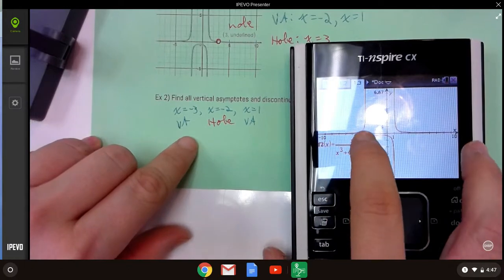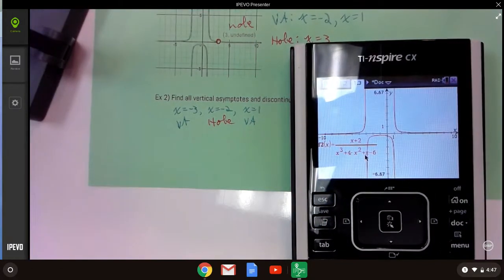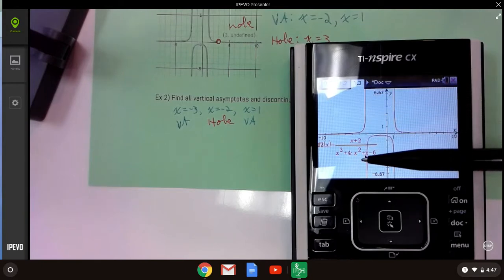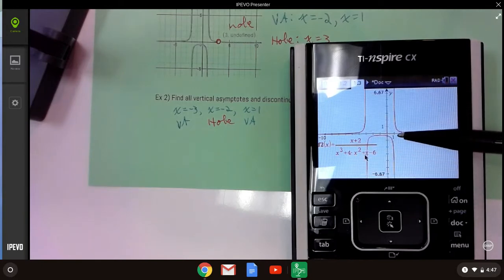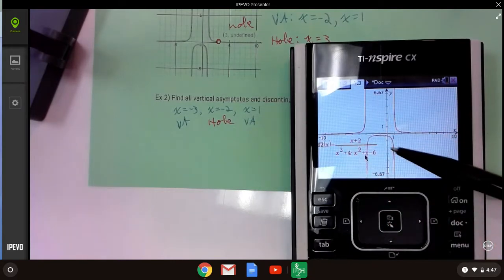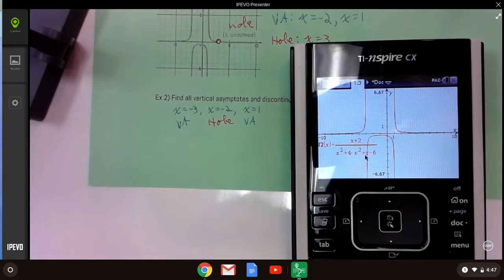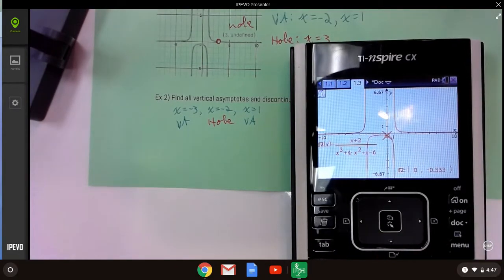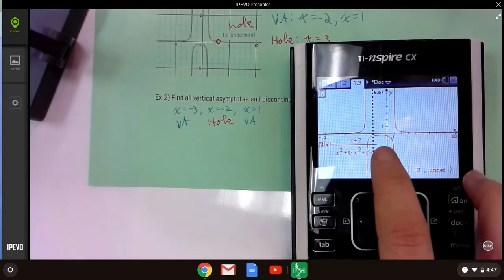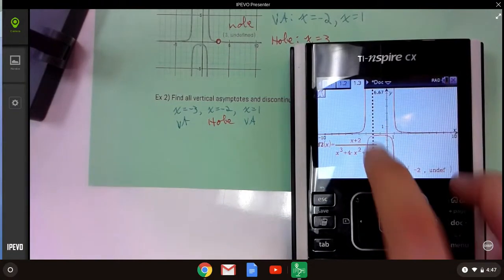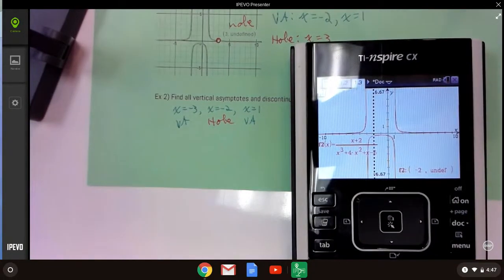Hopefully you got that -3 is an asymptote. You can see that right there. There's x equals -3, and we got the graph going almost vertical. Same thing at +1, graph going almost vertical. And then at -2, it looks like there's nothing special going on. So let's see, menu, trace, graph trace, type -2 and press enter. And oh, it's undefined. So even though it looks like the graph is normal, it's not. It's got a gap in it at -2. So that is a hole.